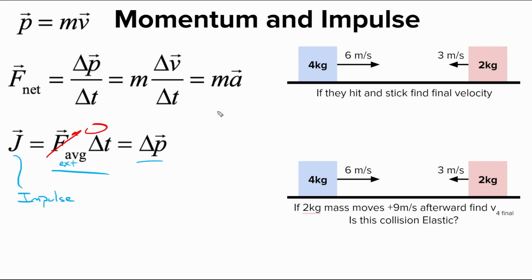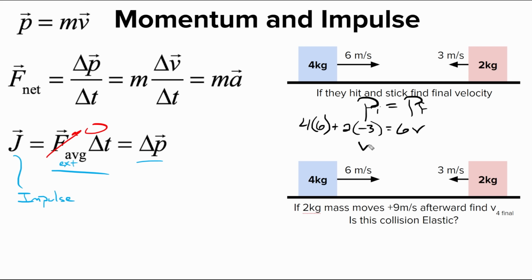What does that look like? Let's try it right here. So if these two objects hit and stick together, and we consider them both part of our system, well then P initial is going to equal P final total. So let's see, P initial, mv. So I have 4 times 6 plus 2 times, now you've got to be careful, -3 equals, they stick together, so 4 plus 2 is a mass of 6 times V. I'm just doing mv plus mv.